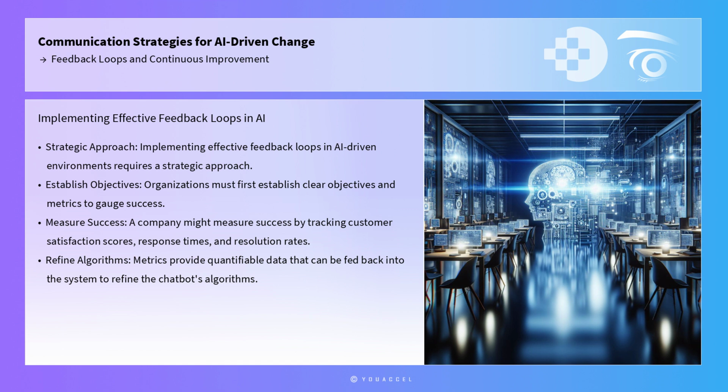Implementing effective feedback loops in AI-driven environments requires a strategic approach. Organizations must first establish clear objectives and metrics to gauge success. For instance, a company deploying an AI-driven customer service chatbot might measure success by tracking customer satisfaction scores, response times, and resolution rates. These metrics provide quantifiable data that can be fed back into the system to refine the chatbot's algorithms and improve its performance.